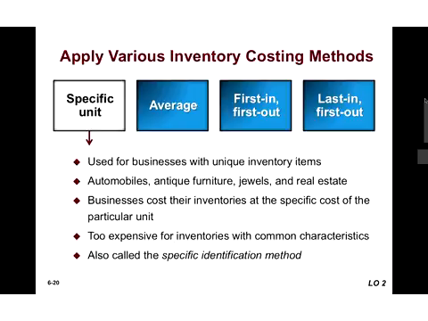So we're not going to be able to use the specific identification method for many things. I would say most things we cannot use specific unit with. It's called specific unit or specific identification method. It's probably the one that makes the most sense, but on a large scale, you cannot use it. It just wouldn't make sense. You'd spend so much more money tracking inventory than you make off inventory.